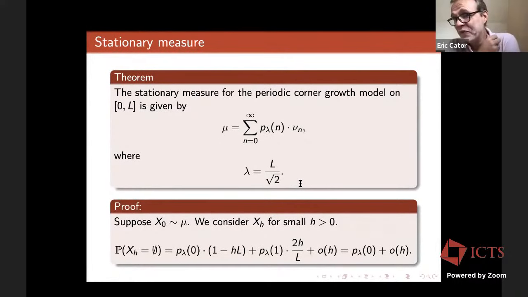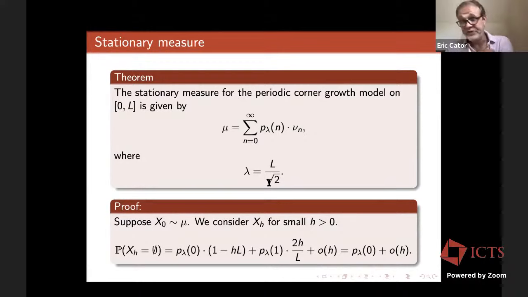And that turned out to be true for the correct choice of lambda. So that's a good starting point. It's always good if your lucky guess turns out to be true. So here's a theorem that the stationary measure for a periodic corner growth model is just given by this dominating measure times P lambda of n. And of course, since the sum of the P lambda n is 1, this is exactly a probability measure. So it tells you what the probability is to have n positive particles, and then you just distribute the n positive and the n negative particles independently of each other in a uniform way. And the correct choice of lambda is L over square root 2, it turns out.